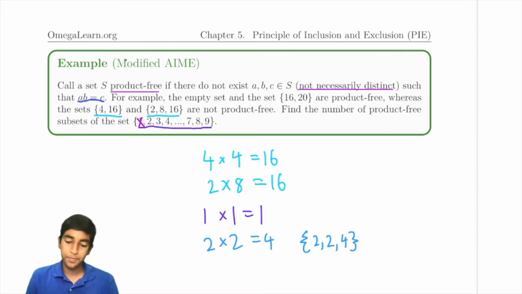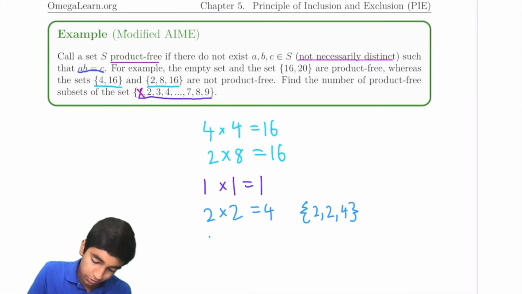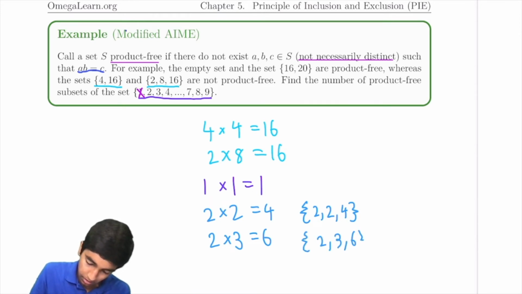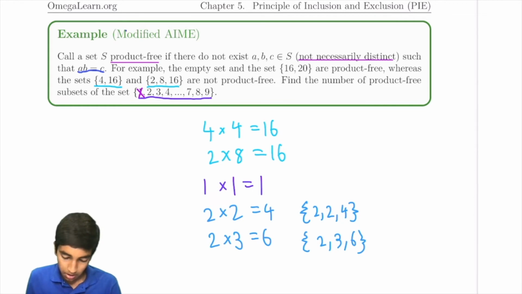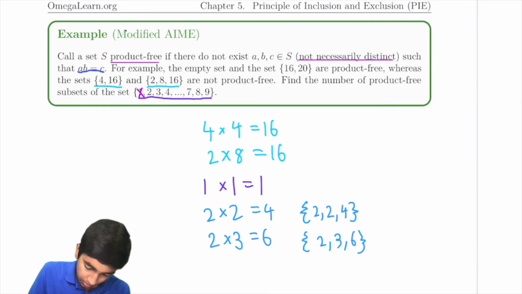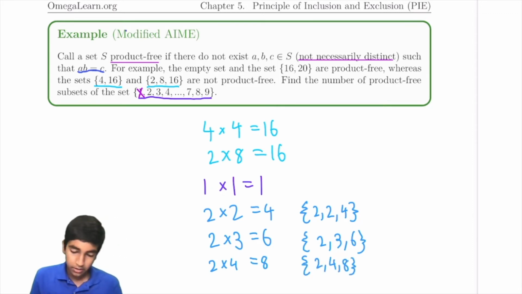Anything else? Well, many actually. 2 times 3 equals 6. And so we can't have the group of numbers 2, 3, and 6. Anything else? Well, 2 times 4 is 8. But let's stop here and see.